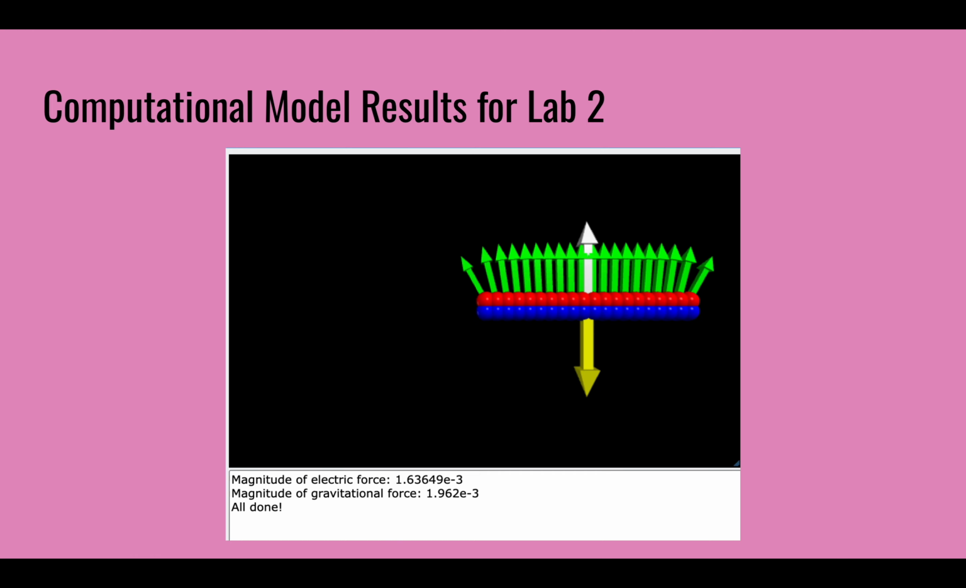And these are the results from Lab 2. You can see that the magnitude of our electric force is 1.63 times 10 to the negative third, and the magnitude of our gravitational force is 1.96 times 10 to the negative third. Pay attention to our free body diagram here to see how all of this behaved.